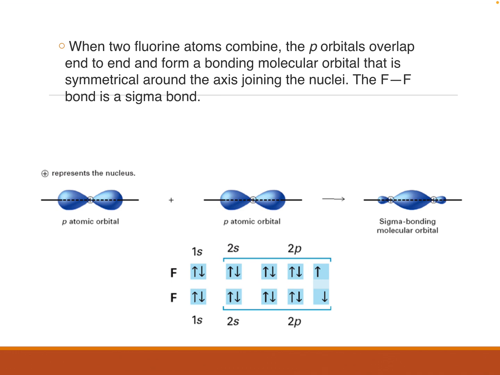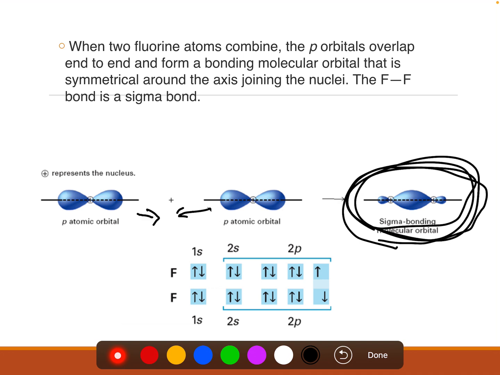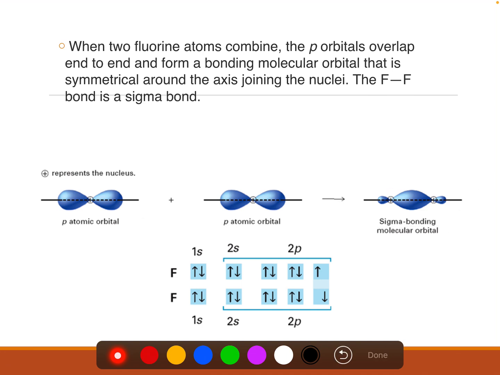When two fluorine atoms combine, the p orbitals are going to overlap end to end. So when you have p orbitals that have a sigma bond, it's going to look like this. Now this is kind of janky looking, but these two come together and they have end-to-end overlap, and then they end up making this right here. So that's what it would look like if you have a p orbital overlap. That's end-to-end.